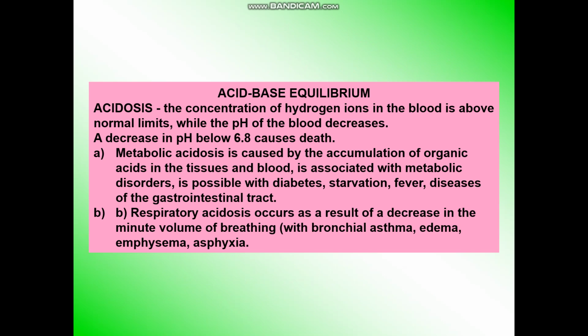Acid-base equilibrium. Acidosis: the concentration of hydrogen ions in the blood is above normal limits, while the pH of the blood decreases. A decrease in pH below 6.8 causes death. Metabolic acidosis is caused by the accumulation of organic acids in the tissues and blood. It is associated with metabolic disorders. It is possible with diabetes, starvation, fever, disease of the gastrointestinal tract. Respiratory acidosis occurs as a result of a decrease in the minute volume of breathing.